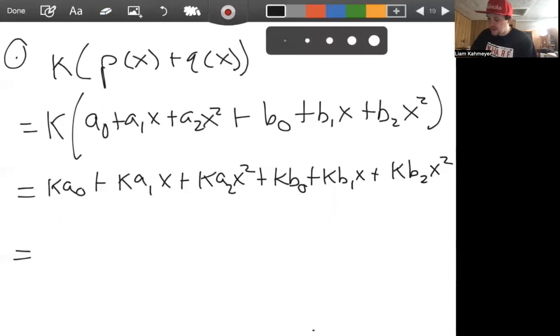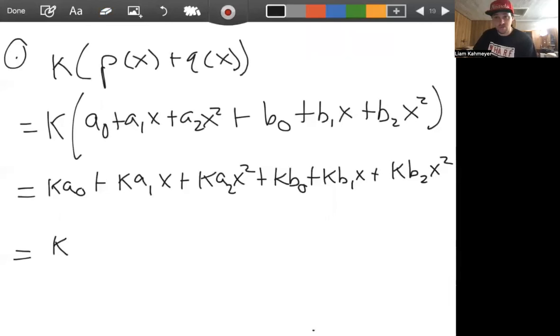And so because of that, and because we can factor over the reals, we don't know if we can factor over the polynomials yet, because that's what we're trying to prove. But we do know we can factor over the reals, right? So here we have k times a naught plus a1x plus a2x squared.